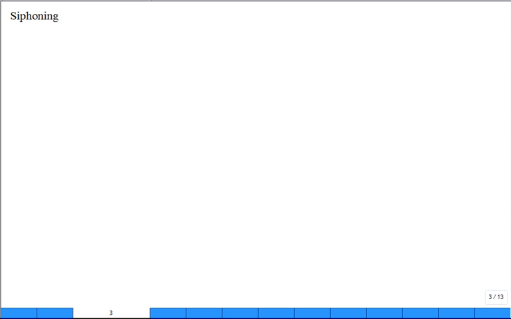Let's talk about that siphoning that we just demonstrated. So we have a tank, and that tank has some fluid in it. It's filled to that level. And we introduce a tube, and I'm going to show the tube being submerged. There's the end of the tube. It goes up, then it comes back down.